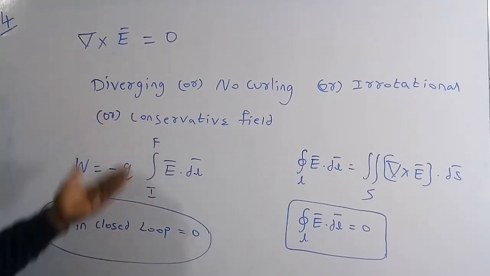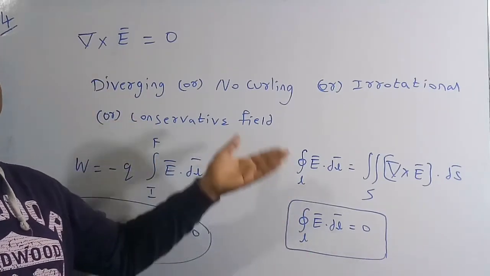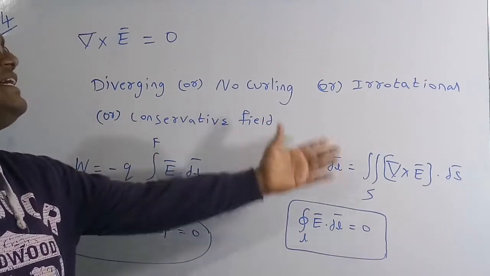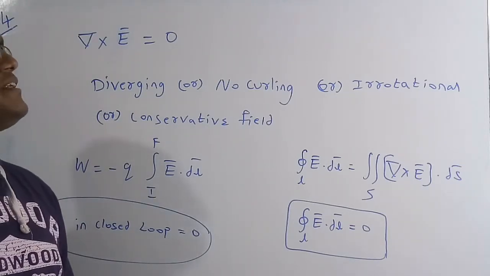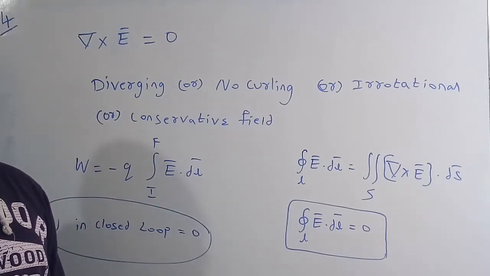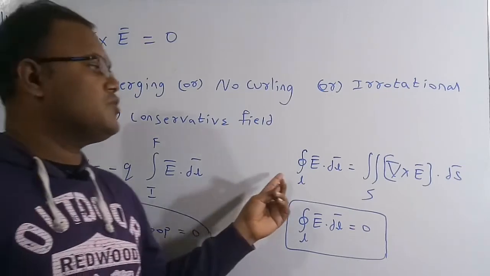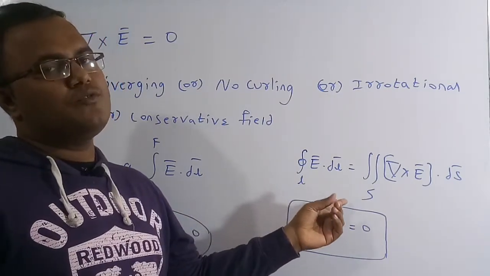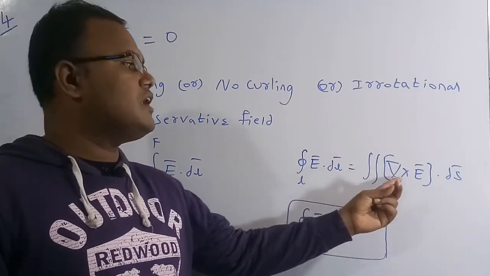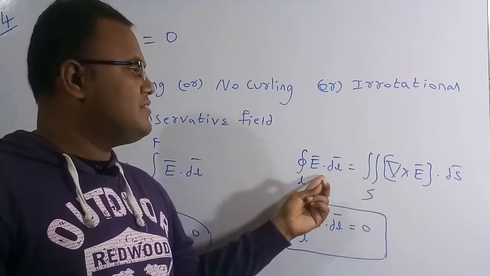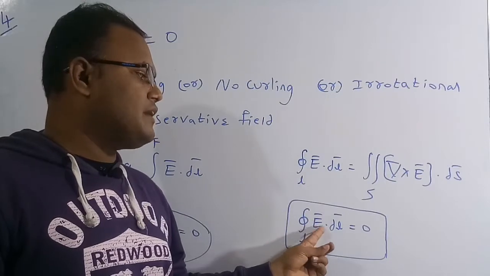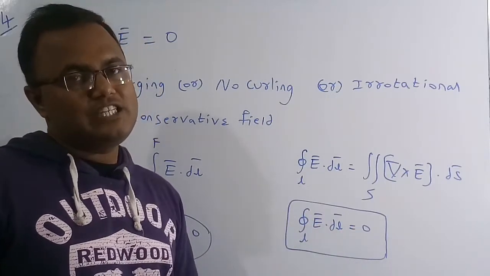So therefore we can say it is diverging, there is no curling present, and we can even say it is an irrotational field or a conservative field. Basically, with the help of Stokes theorem, the closed line integral of E bar dot dl bar is equal to the open surface integral of curl of E bar dot ds bar. As the curl of E bar is equal to 0, definitely the closed line integral of E bar dot dl bar is equal to 0.